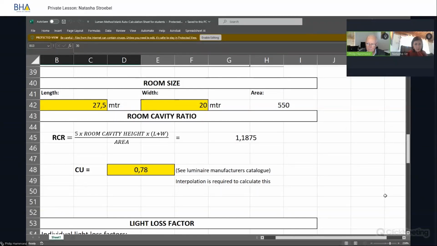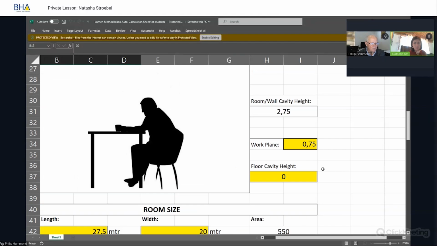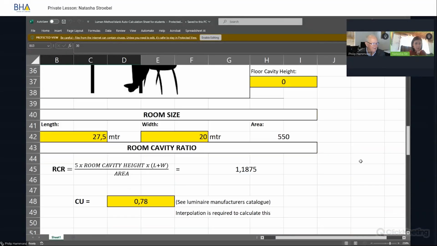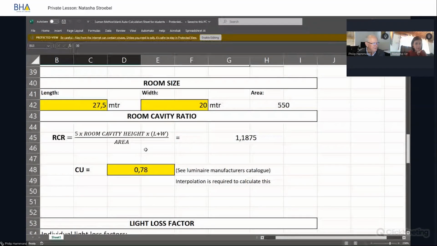All right? So if I can just ask, so it would be the room cavity height, which was 2.75. So it's 2.75 times 5. Correct? Yeah, then times your length plus width. So it's going to be 47.5. It'll be 5 times 2.75 times 47.5, length plus width. Yes.